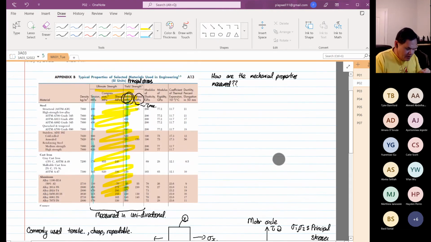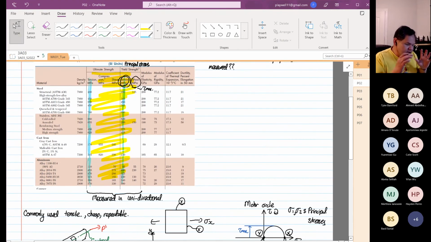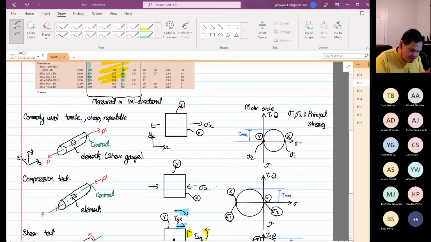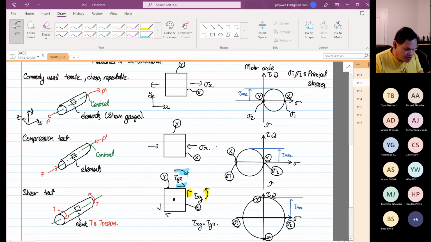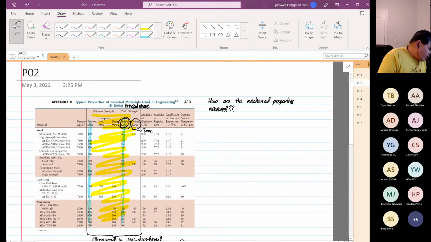So now you understand what this data is, how it's measured. Okay, how it's measured is important, and from what is measured, what data has been shown. So all this data over here, you can see are all your principal stresses.